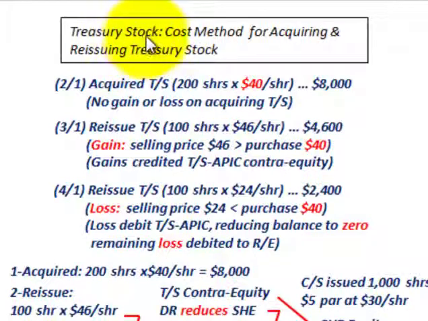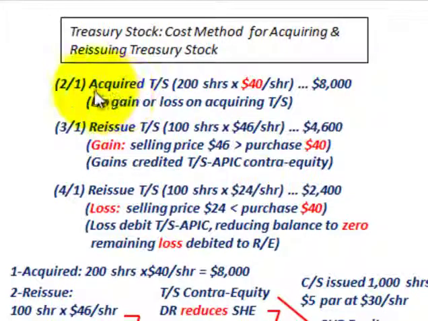Here we're going to be looking at treasury stock. We're going to be using the cost method for acquiring and reissuing treasury stock. What we mean by treasury stock is stock that the company purchased back that they had originally outstanding as common stock. We're going to acquire some treasury stock, and then we're going to reissue this treasury stock.